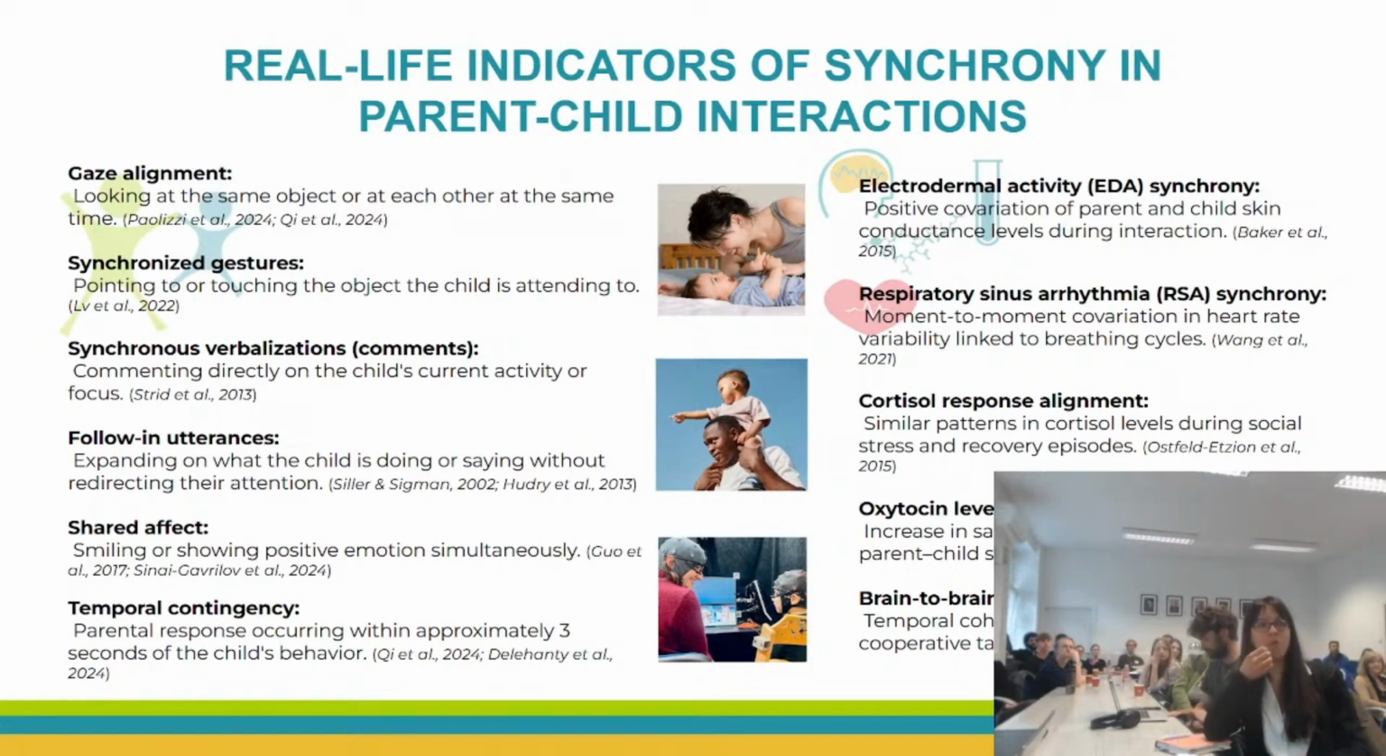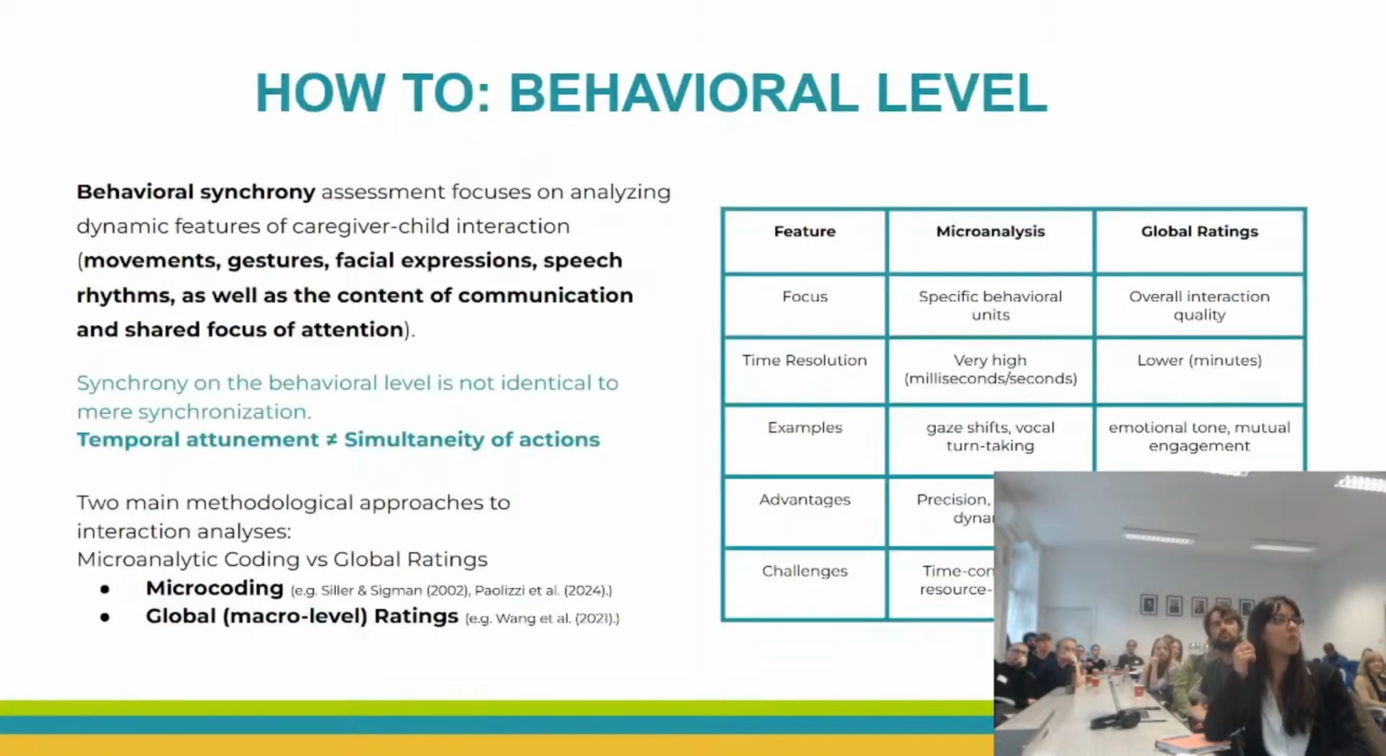We also see synchrony at the hormonal level, for example, oxytocin levels rising together during moments of positive social engagement, or cortisol patterns aligning in response to stress. These different forms give us multiple windows into how people adapt, connect, and regulate together across behavior, body, and brain. So the examples I just showed can actually be grouped into two main levels of analysis: behavioral and biological, each capturing a different layer of interpersonal synchrony.